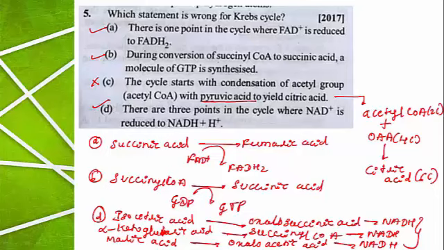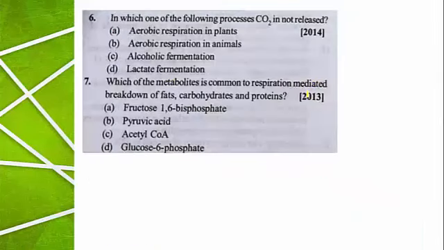So the right option: which statement is wrong about the Krebs cycle? Acetyl CoA is combining with the oxaloacetic acid, not with the pyruvic acid. So this statement given for Krebs cycle is wrong and it is our right answer. Then moving to the next question.